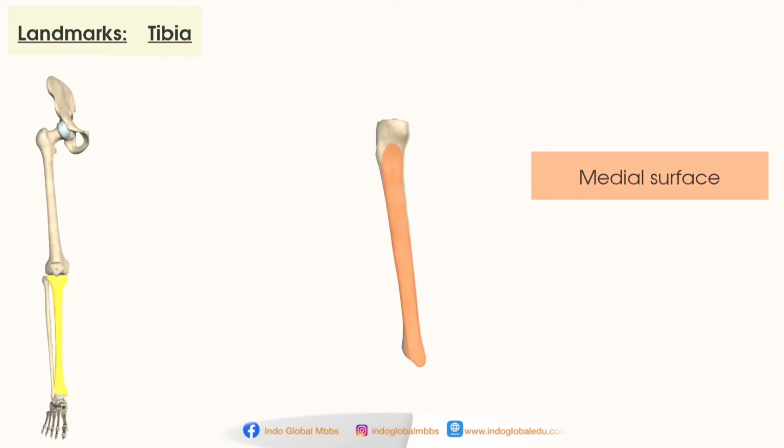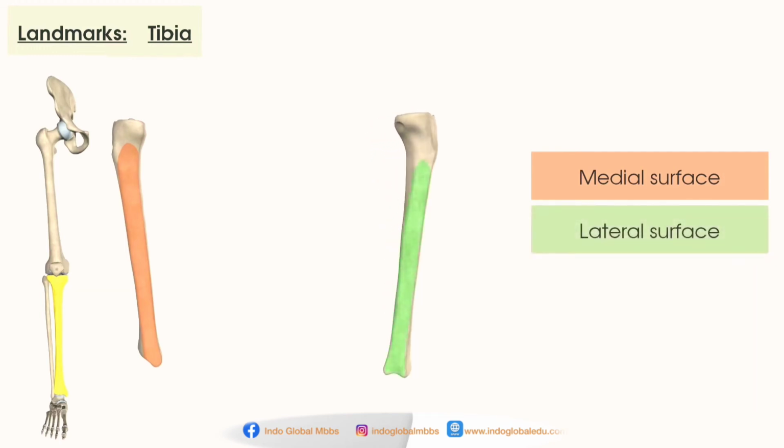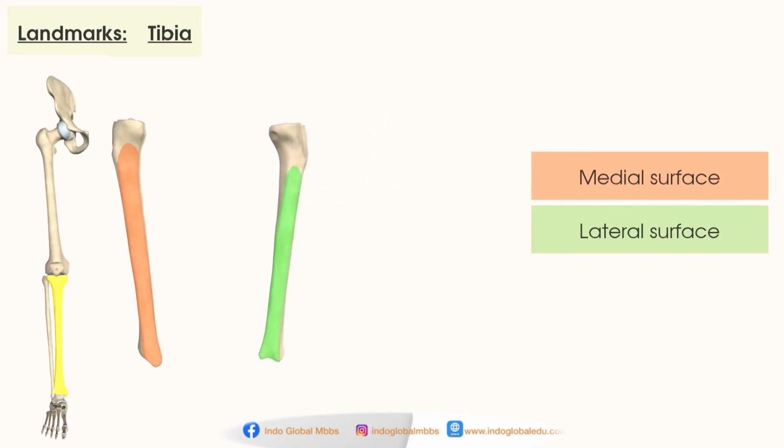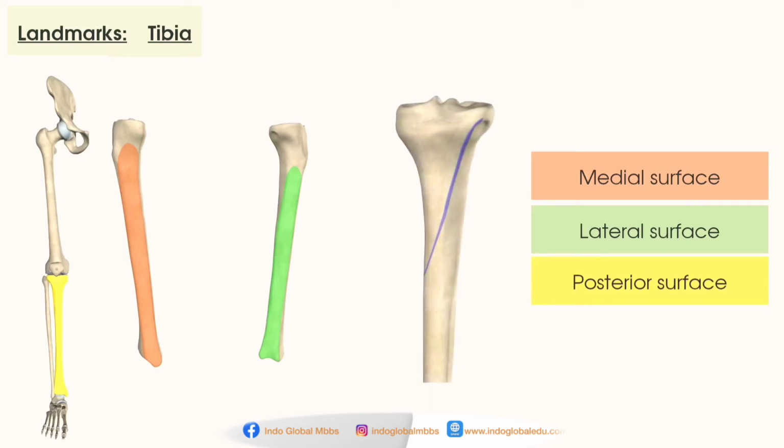You can feel that very easily, and that runs from the medial condyle of the tibia right down to that inner aspect of your ankle. We also have a lateral surface, which is ever so slightly concave, and that houses the tibialis anterior. And we have a posterior surface. And on the posterior surface, the most important thing really to note on here is this ridge, and that's called the soleal line, and that houses the soleus muscle.